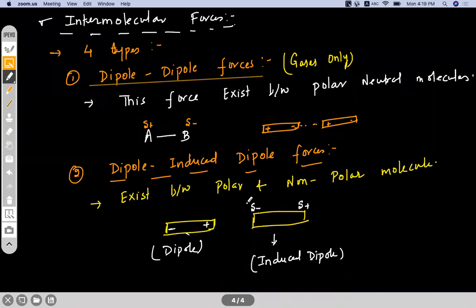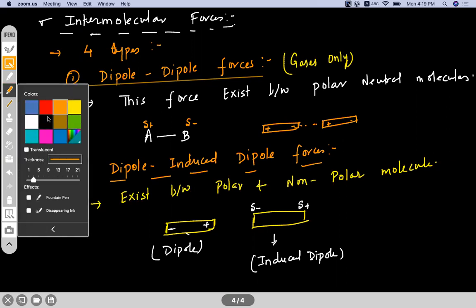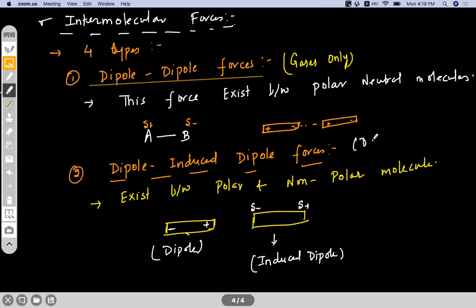A few points in this you write down. It is weaker than dipole-dipole forces. And it is also called Debye forces. I'll write down here: D-E-B-Y-E, Debye forces.